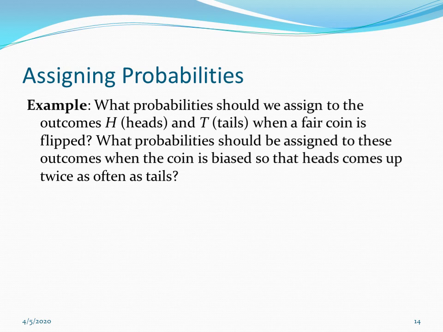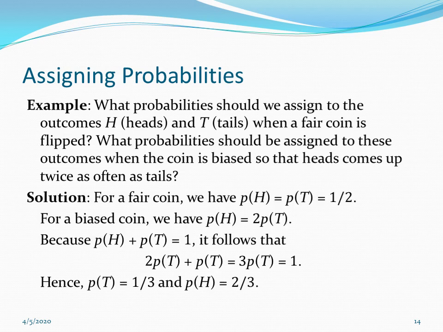Now let's look at more examples. What probabilities should we assign to outcomes? When tossing a coin, there are two outcomes, heads or tails. We want to know how to assign probabilities for heads and tails when a fair coin is flipped. That's one case. Then we would also like to see how we can assign probability when the coin is not fair. A fair coin means the probability of heads is equal to the probability of tails. If the coin is not fair, then we call it biased.